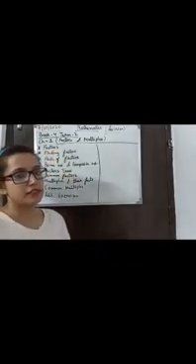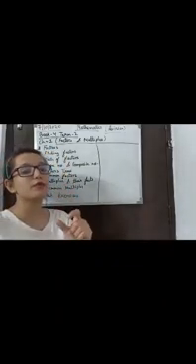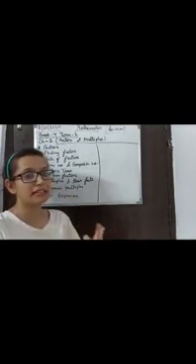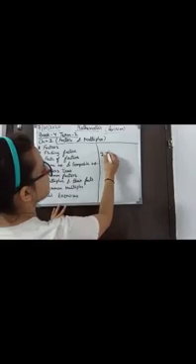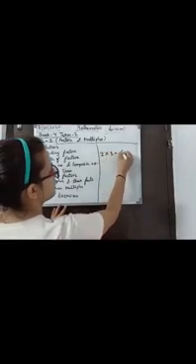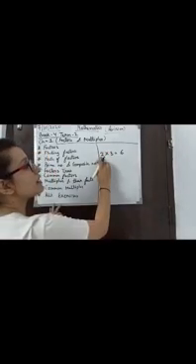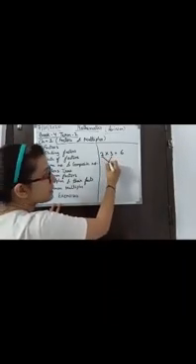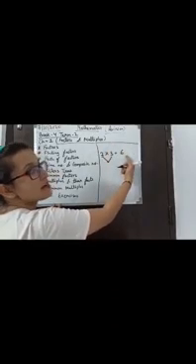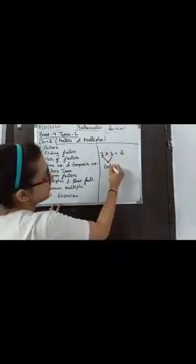Now first of all, what is the meaning of factors? Factors are the numbers which we multiply to get another number. For example, 2 multiplied by 3 is equal to 6. So the numbers which we multiply to get another number are called factors.